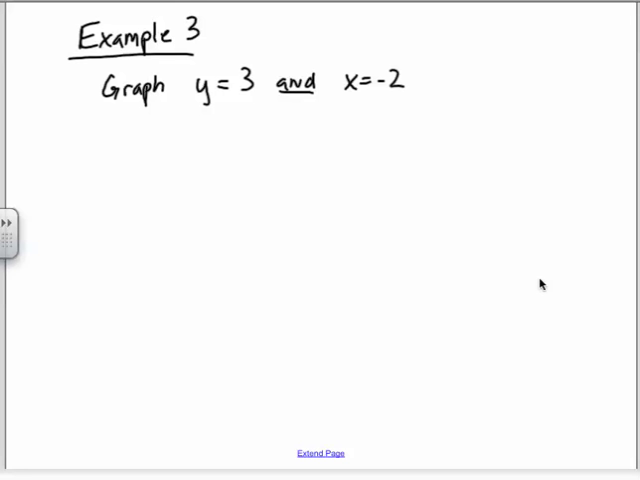Okay, I'm going to put a little title up here. It's called horizontal. Horizontal is like the horizon, goes from side to side, and vertical. Okay, all right, horizontal and vertical lines. Now, for this one, it says y equals 3, and it says graph.